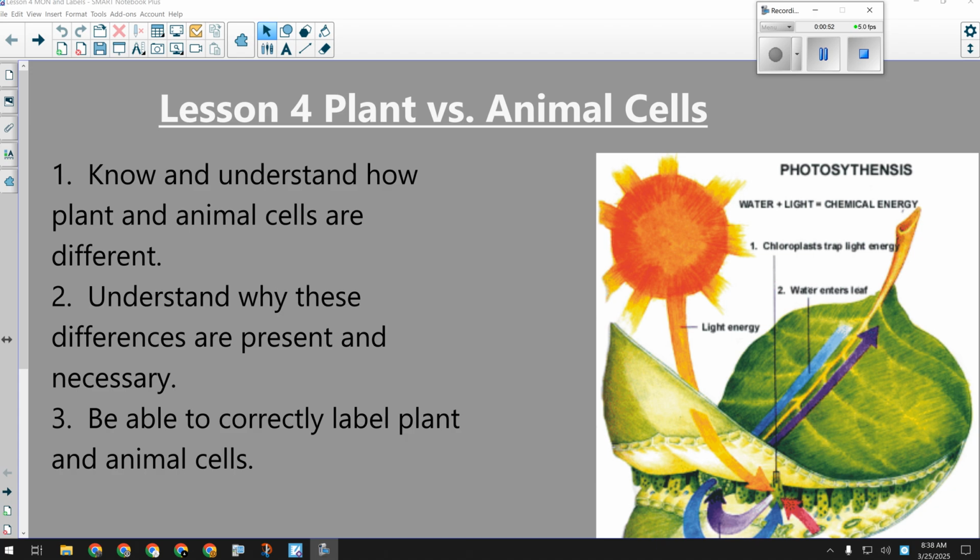All right, so today we are going to go over plant versus animal cells. We're even going to give you your diagrams today, and we're going to label them, and then tomorrow we'll talk more about what all the parts of the cell do.